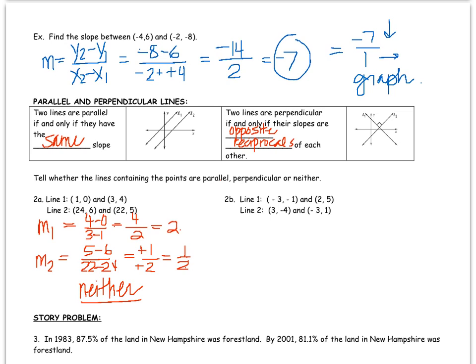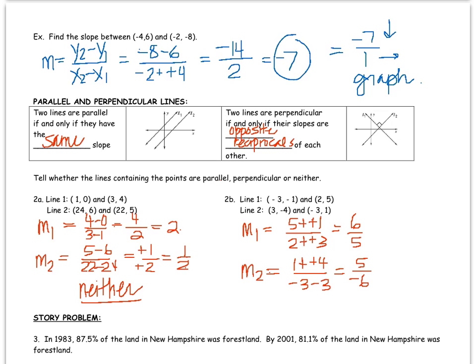Okay, last one. Let's find the slope of line 1 before we do our story problem. 5 minus negative 1 over 2 minus negative 3. Subtracting a negative means add a positive. I get 6 over 5. Okay, the slope of line 2, 1 minus a negative 4 over negative 3 minus 3. So I added a positive, I get 5 over negative 6.